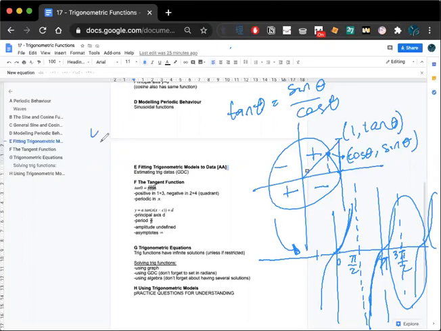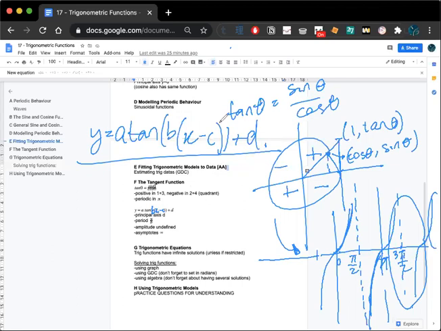So the tan function also has its own properties because of this difference. Oh my bad, this is actually bx minus c plus d. I'll fix that later. So like before, the d is used as its vertical shift. Sorry, I said principal axis or horizontal shift, but it's vertical shift.